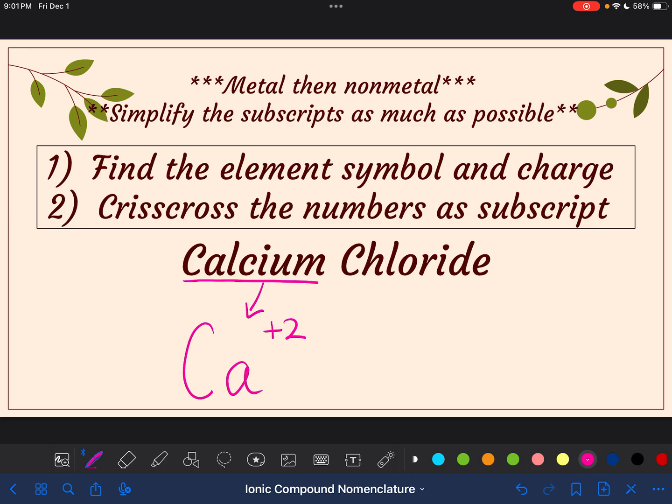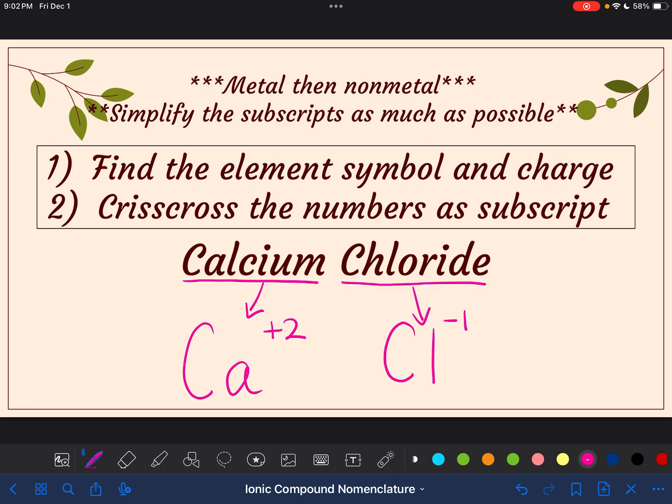Chlorine, on the other hand, we know that's Cl because we have been using that element for quite a while. And what's the charge of that? If you remember, chlorine is in group 17 or column 17, which has a -1 charge. So that's step number 1.